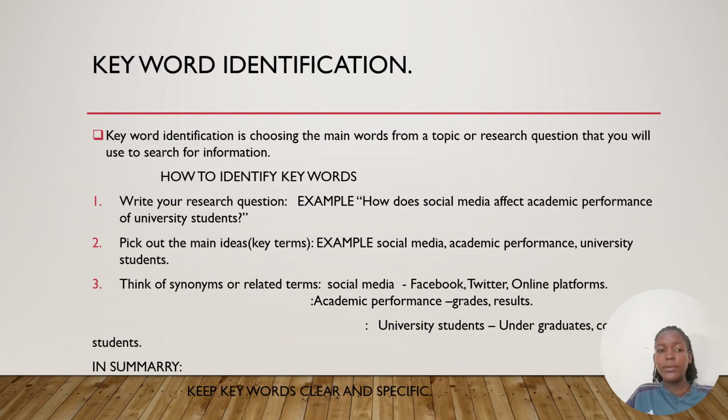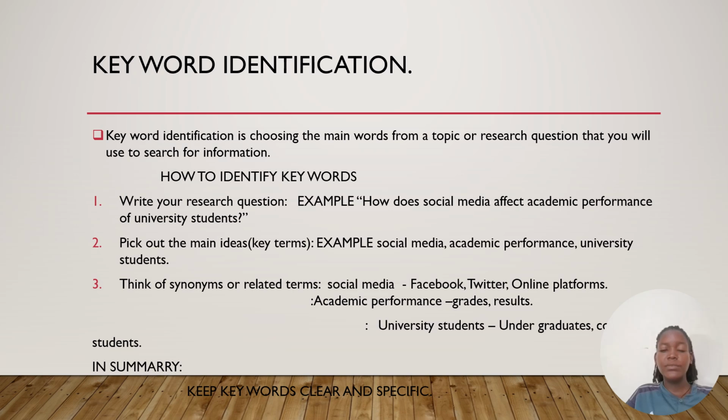Now we go on to the other one, which is keyword identification. Keyword identification here is choosing the main words from a topic or research question that you will use to search for information. How to identify keywords? Write your research question. Example, how does social media affect academic performance of university students? Then pick out the main ideas, the key terms. For example, social media, academic performance, then university students. Those are the key terms.